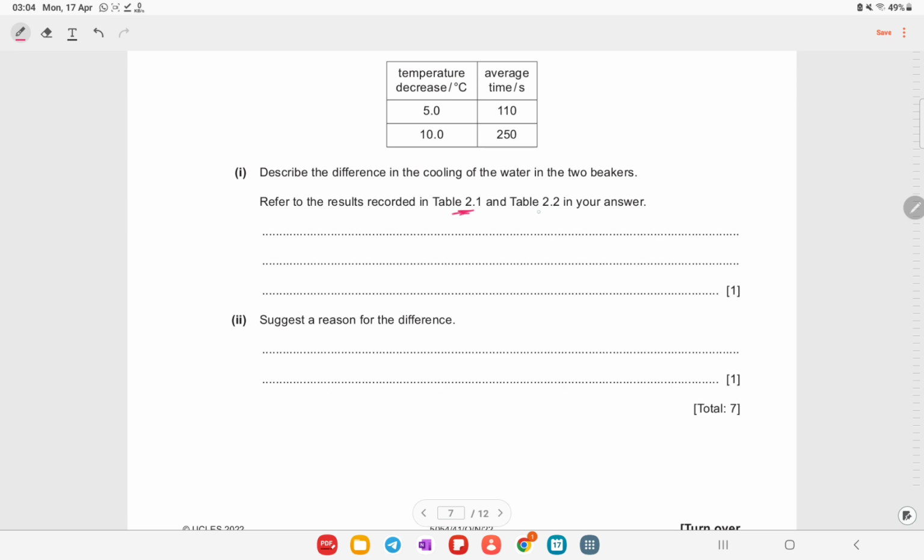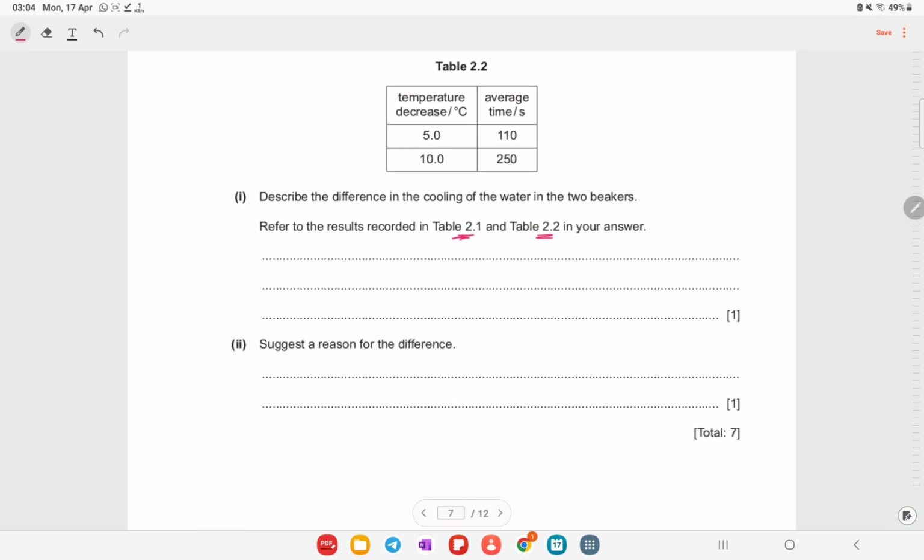Okay, by looking at table 2.1 and table 2.2, if you talk about the beaker which has a volume of 250 cm³, over here 5 degrees Celsius temperature has decreased, and it has taken 27 seconds. How has it taken 27 seconds? You have to subtract 110 from 83, so you have to compare this. So this is the difference, and it's going to be 27. It takes 27 seconds to fall by 5 degrees.